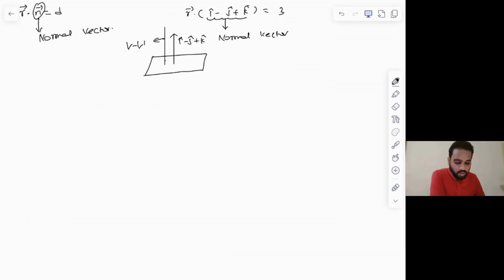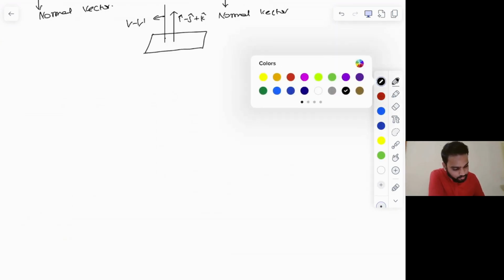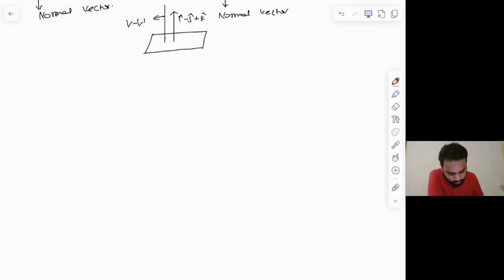Now we'll try to see some important concepts before going to the next questions. We'll try to see some more concepts, very important concepts related to planes. So the first one is the angle between two planes. Angle between two planes. So the concept is very simple actually. Angle between two planes is nothing but the angle between their two normal vectors. Because if you try to observe this, there is a plane something like this.